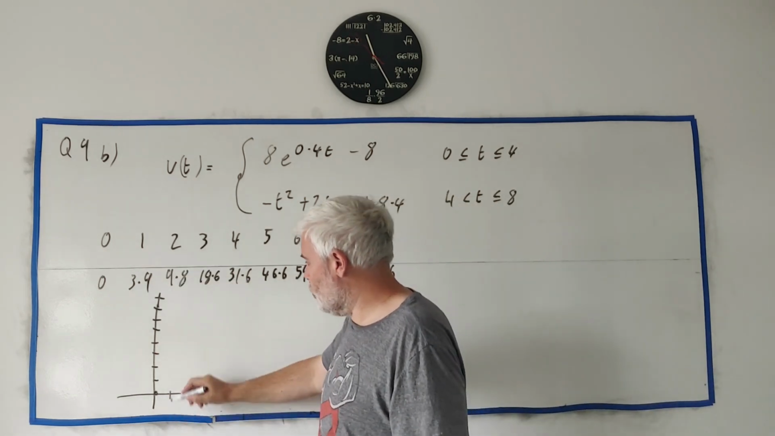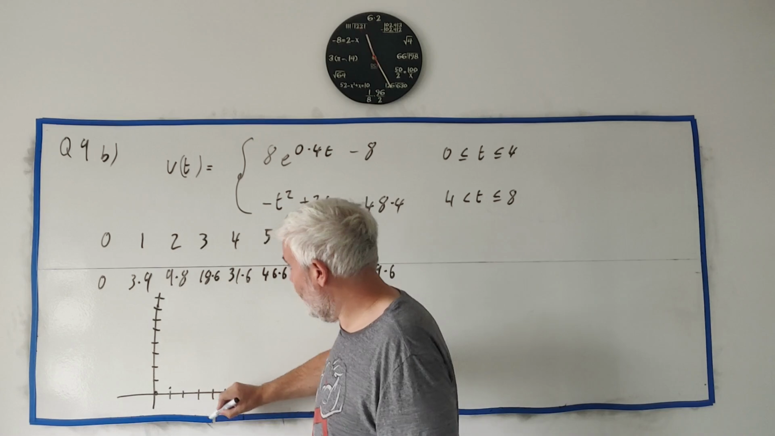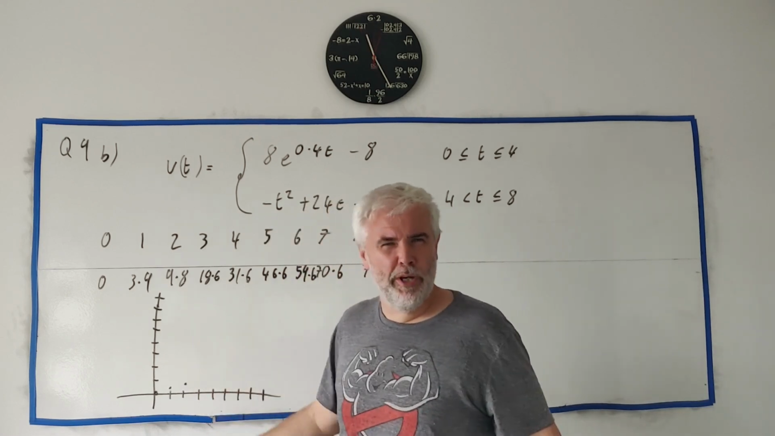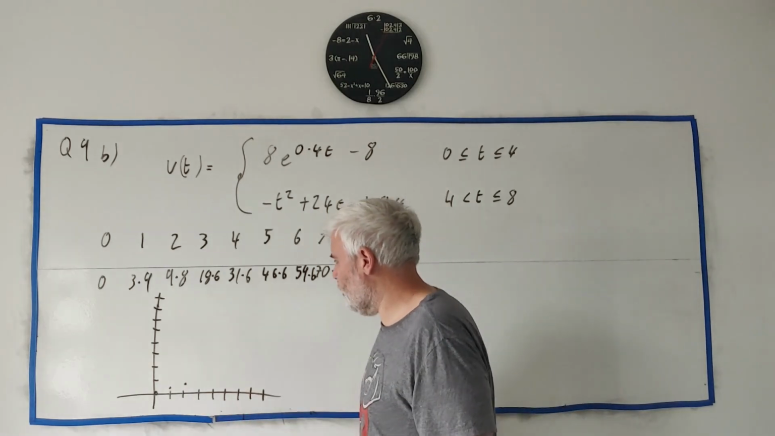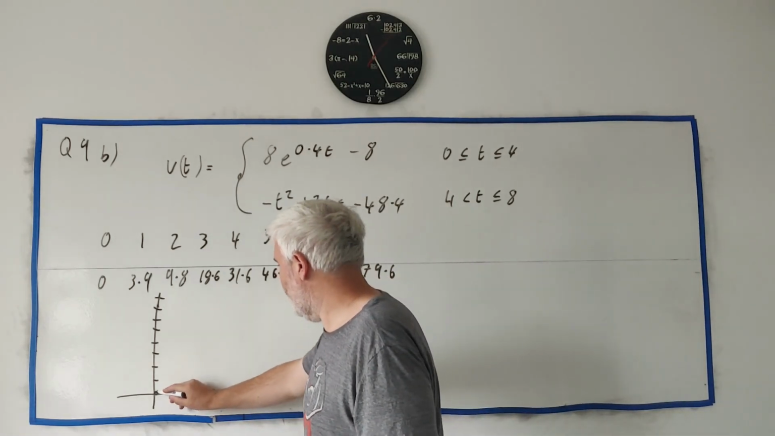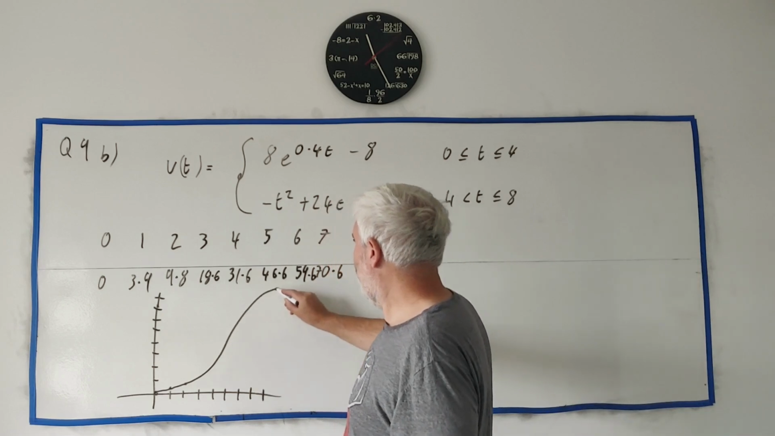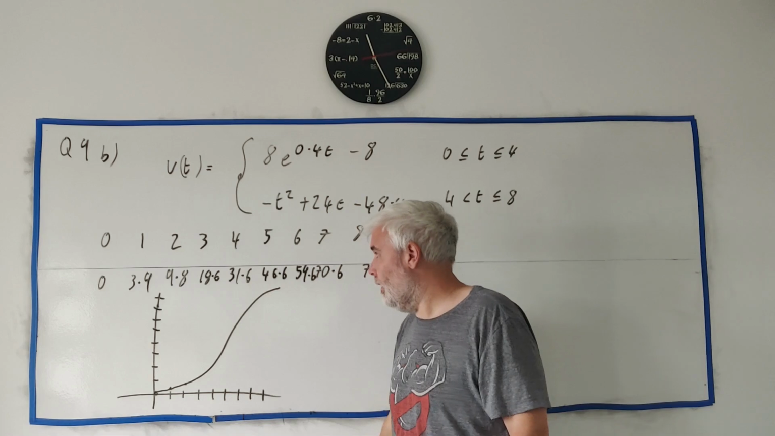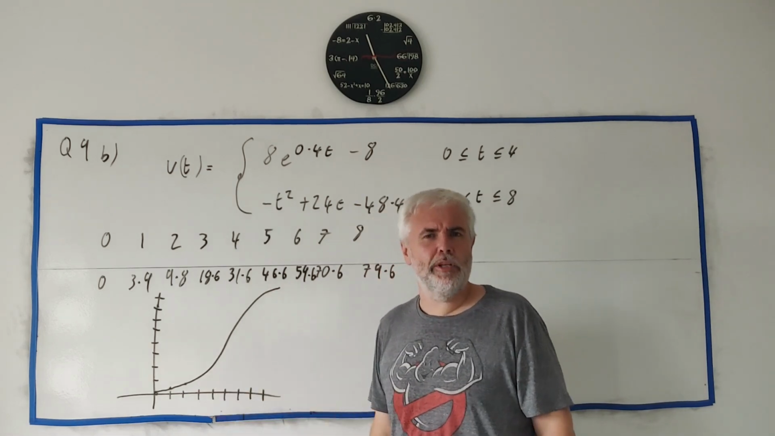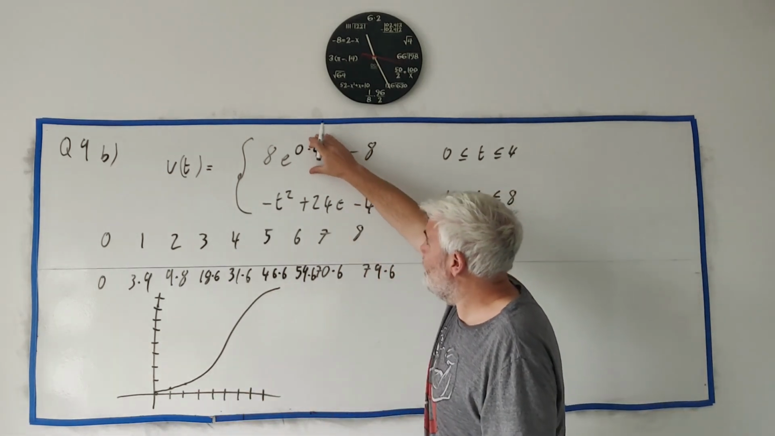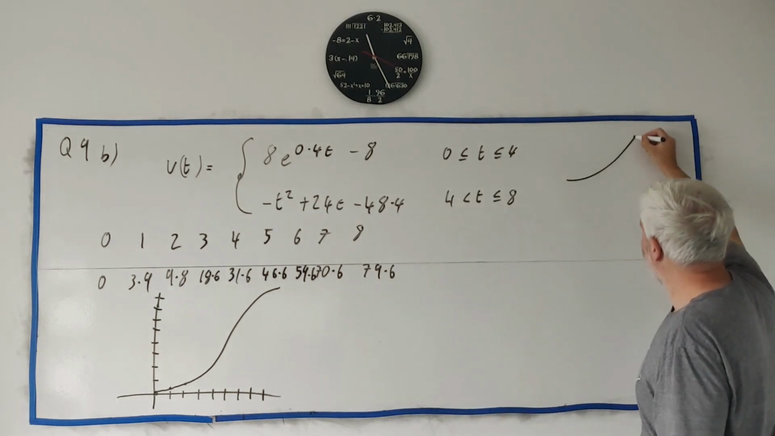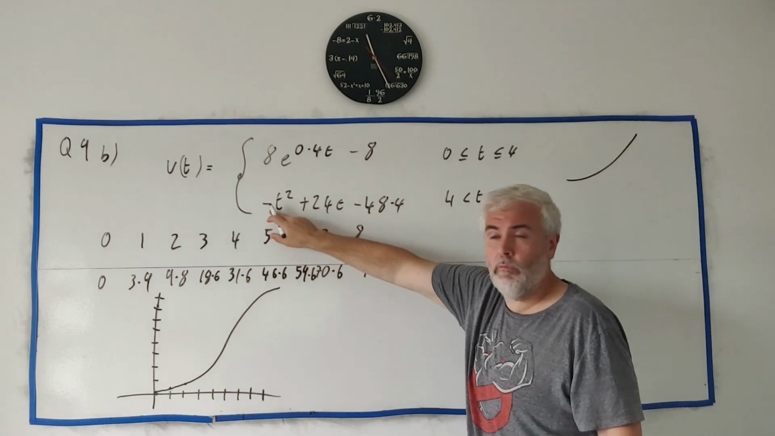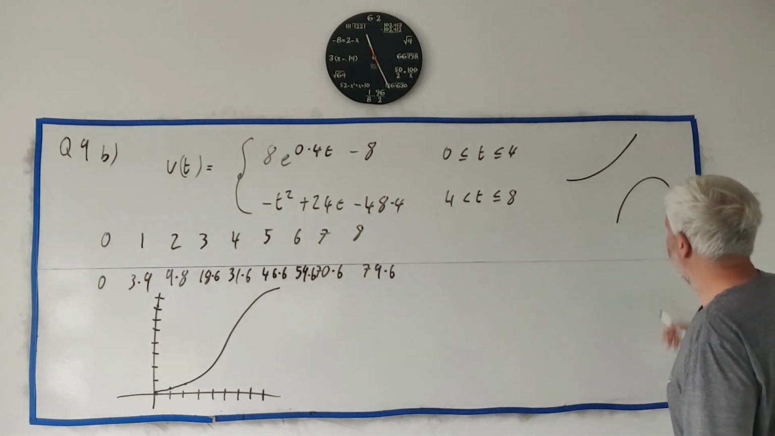At 1, we go up to 3.9, something like here. 2 up to 9.8, and so on. I won't bother putting the dots in because it won't look too accurate. But you should see something like this, I think, when you put them all in and draw a line between them. I already knew the shape was probably going to be like this, because an exponential will look like this, and this is a quadratic with a minus, so it will look like this.